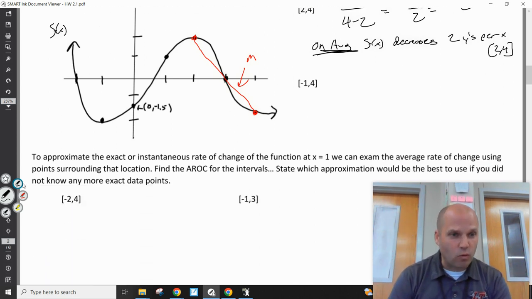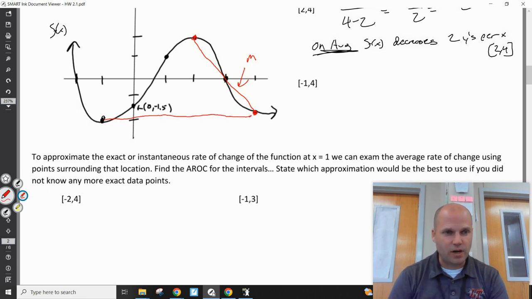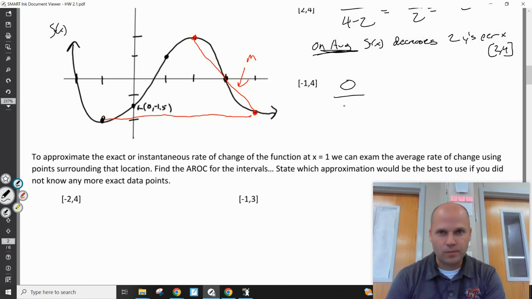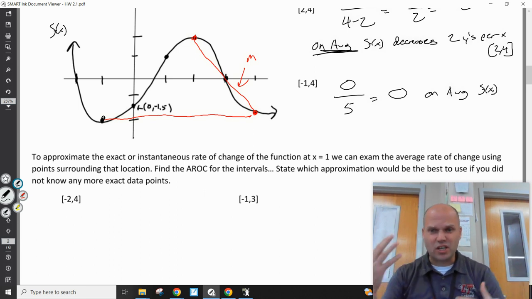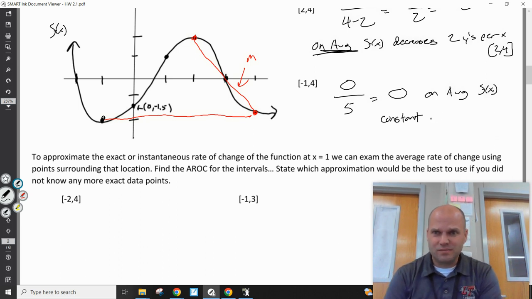If I go from -1 to 4, connect these 2 points, we can see we'll have a slope of 0. I don't rise at all. y2 minus y1 is 0 over the course of x's. We'd say it's 0. Now, what's that mean? On average, my function doesn't increase, doesn't decrease, it's flat, it's constant. Or it's like it increases 0 y's per x from the interval of -1 to 4.